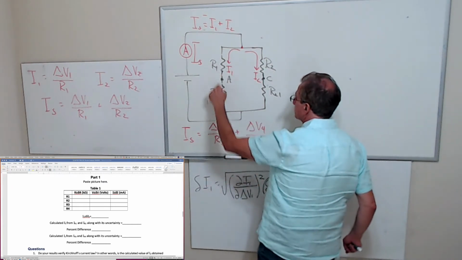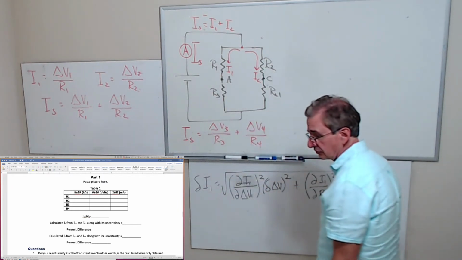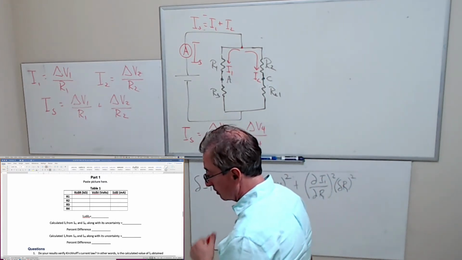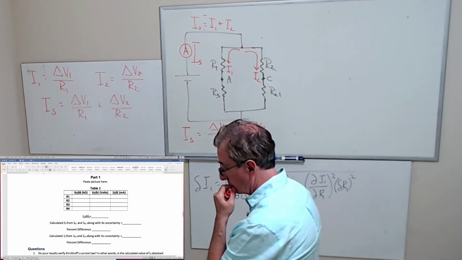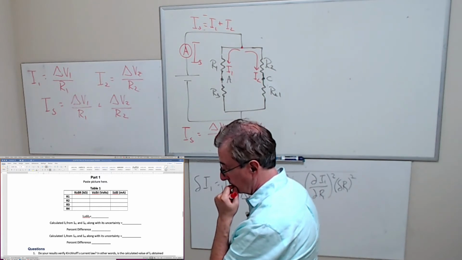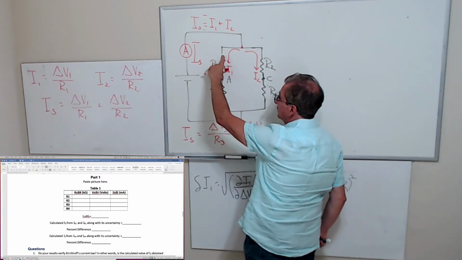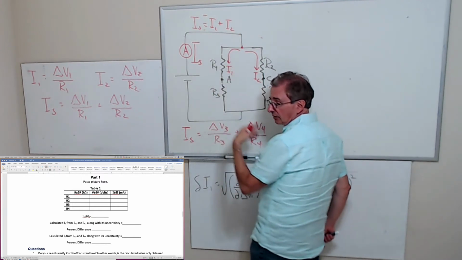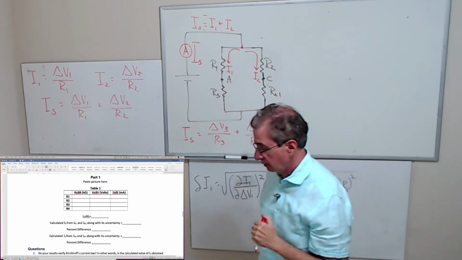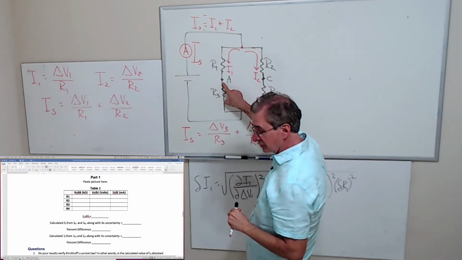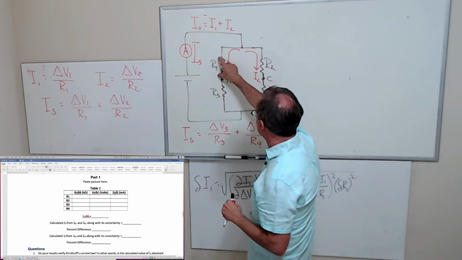The current through this resistor and the current through that resistor are the same. They're in series. All right, these resistors are in series. So if I measure this voltage and I divide by the resistance, I know the current. If I measure this voltage and divide by this resistance, I know the current. And these two better be the same.